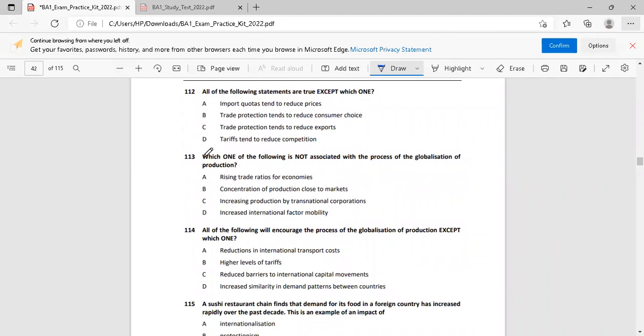Question 112: all of the following statements are true except which one? Import quotas tend to reduce prices. Trade protection tends to reduce consumer choice. Trade protection tends to reduce exports. Tariffs tend to reduce competition. So this is a part of protectionism.